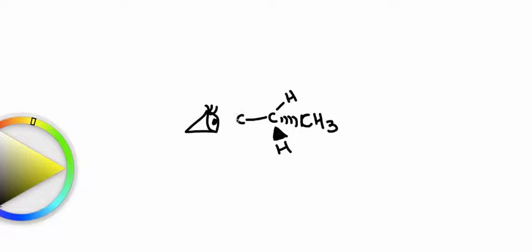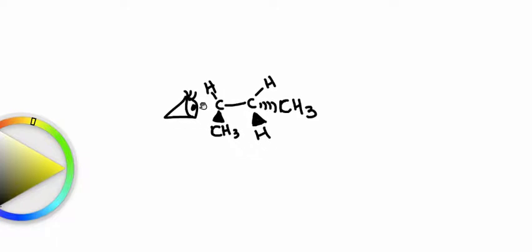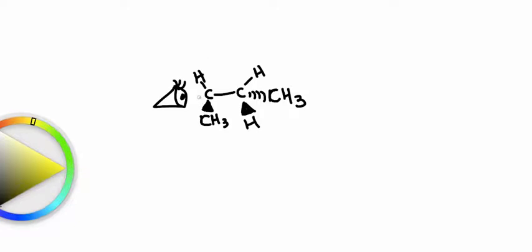Okay? Now, this carbon here also needs 3 different things attached to it. So we're going to go ahead and draw something attached to it. We're going to have a hydrogen attached to it. And we're going to say that there's a CH3 group coming towards us right here. And then lastly, we're going to have our hydrogen group out towards the back.